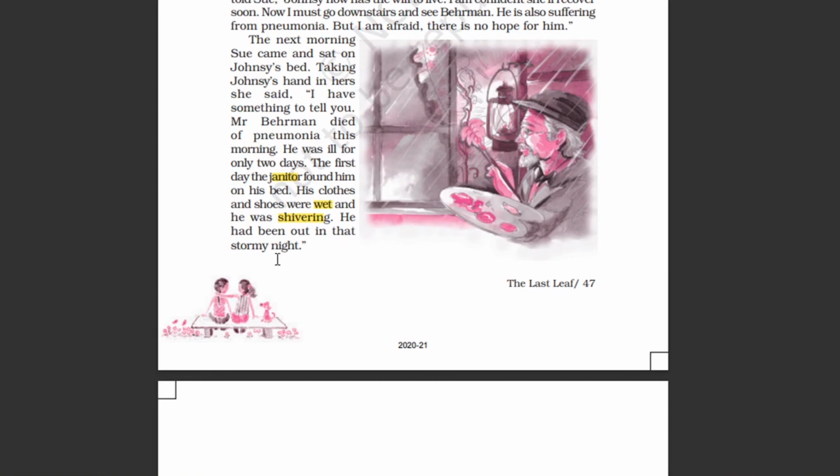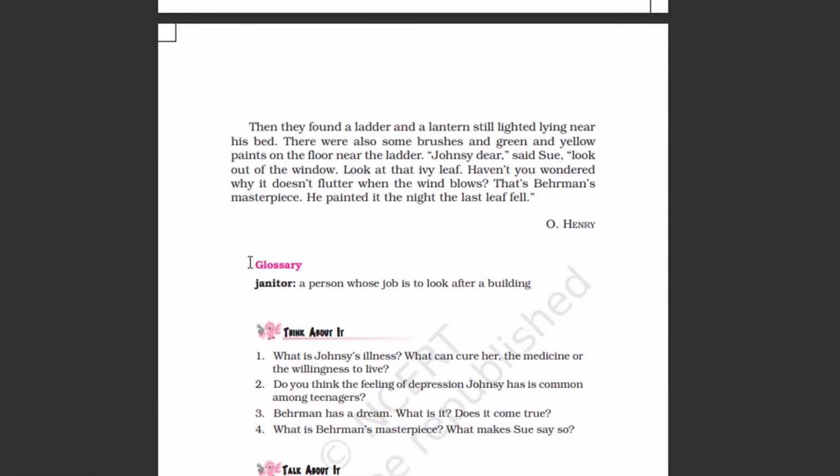So Sue told Johnsy that on the day the big storm came, Berman remained drenched in the water the entire night. Then they found a ladder and a lantern, still lighted, lying near his bed. Ladder means a staircase-like climbing frame. So they found that a ladder and a lantern were also there. That lantern was still burning. There were also some brushes and green and yellow paints on the floor near the ladder. So near that ladder there were paint brushes and colors too.